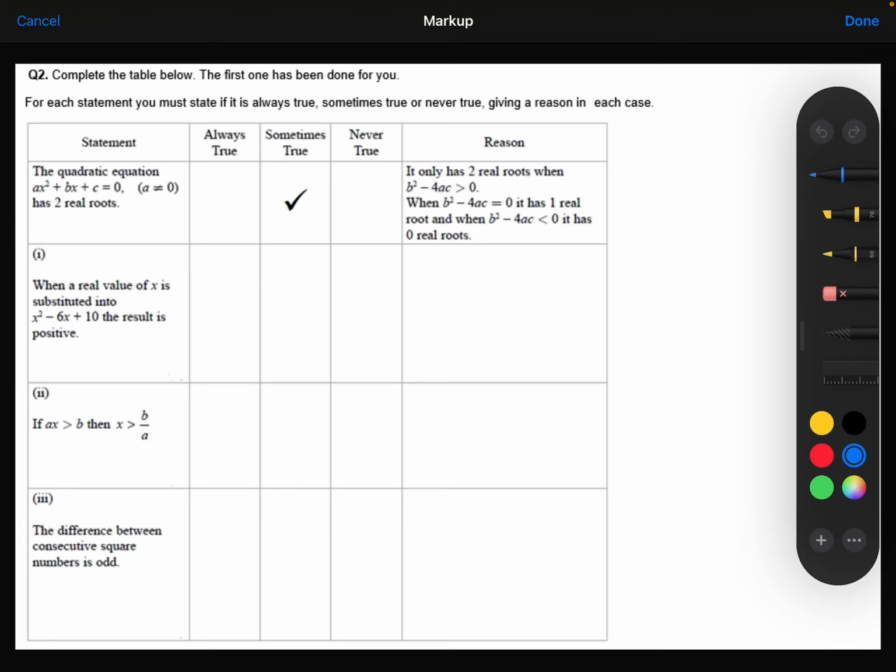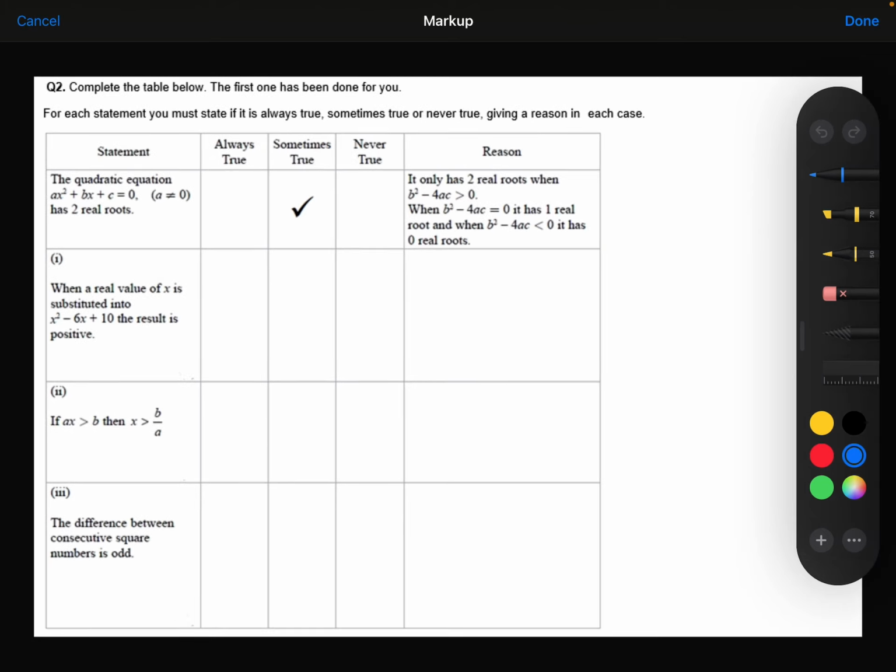And we know that that is sometimes true, because if the discriminant was equal to 0 or less than 0, then there wouldn't be two real roots. So that statement is sometimes true. So we now need to do, when a real value of x is substituted in to x squared minus 6x plus 10, the result is positive.